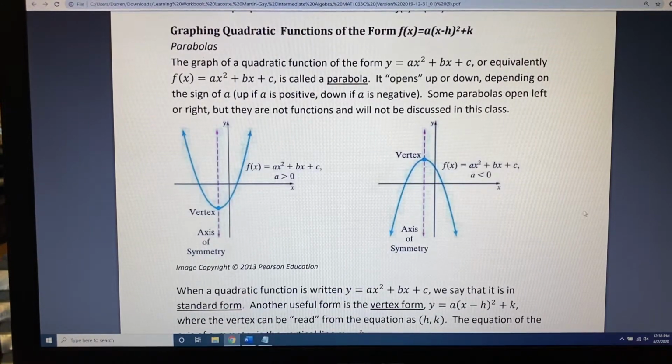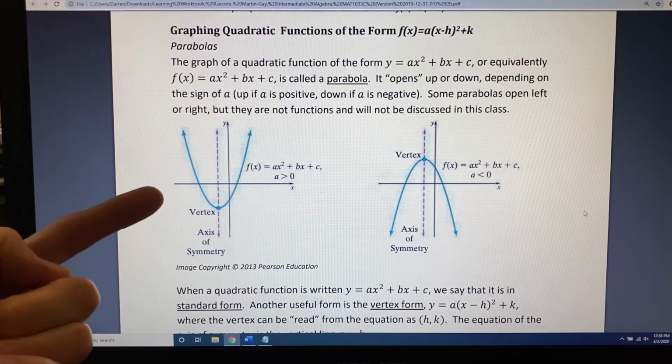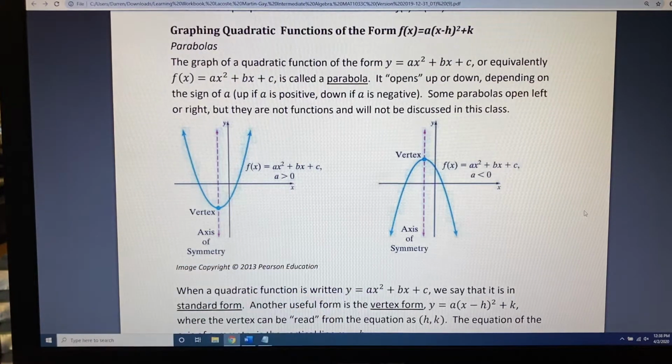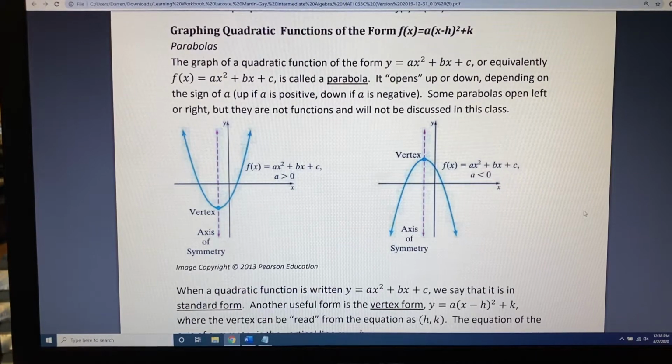Parabolas. The graph of a quadratic function of the form y equals ax squared plus bx plus c, or equivalently f of x equals ax squared plus bx plus c, is called a parabola. It opens up or down depending on the sign of a: up if a is positive, down if a is negative. Some parabolas open left or right, but they are not functions and will not be discussed in this class.